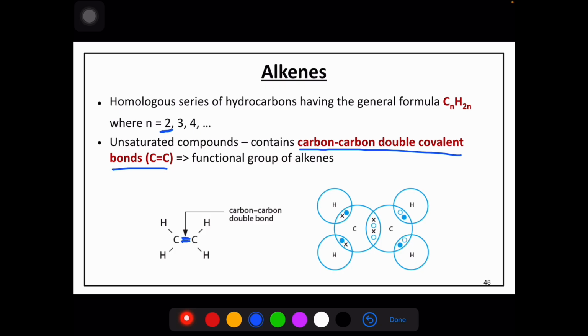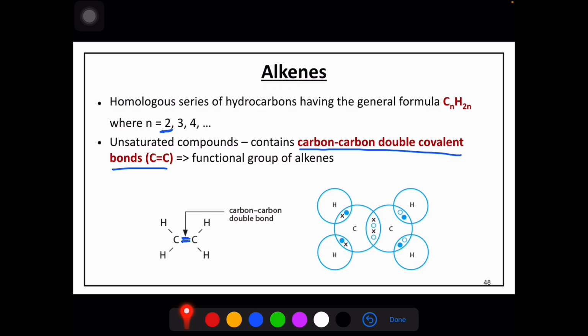If you recall, in Sec 3 we learned about covalent bonding. Each line represents a single covalent bond, and that represents a pair of electrons. So if you look at the dot and cross drawing on the right hand side, you see that the single lines are represented by a pair of electrons. Within the 2 carbons, where the double line is, the double bond, that's where you have 2 pairs or 4 electrons.